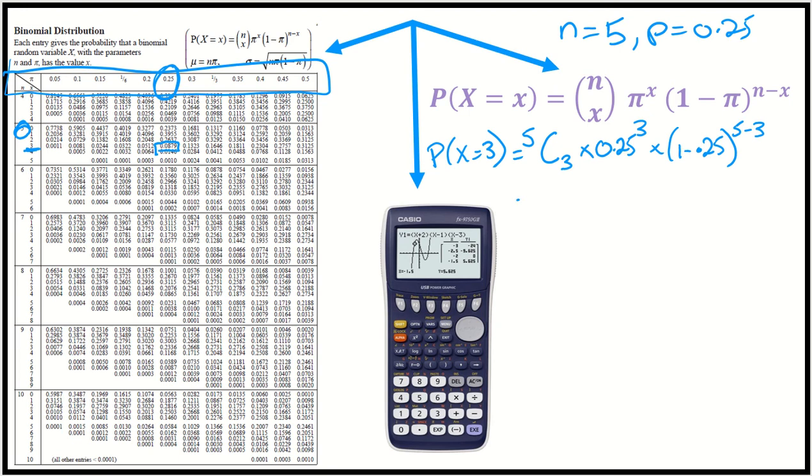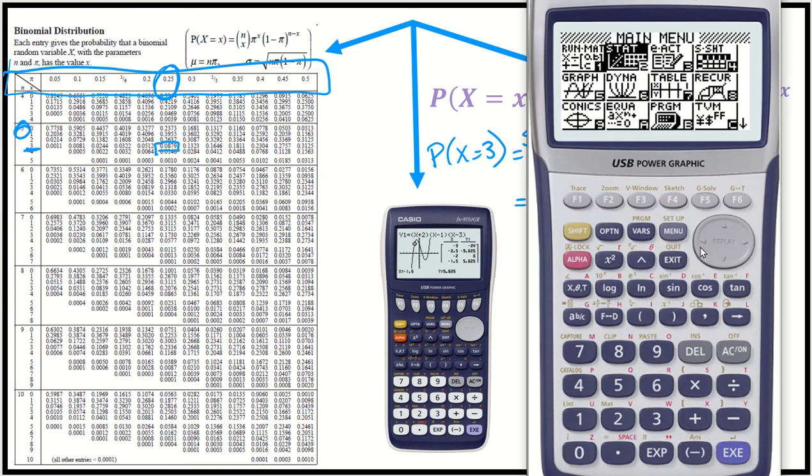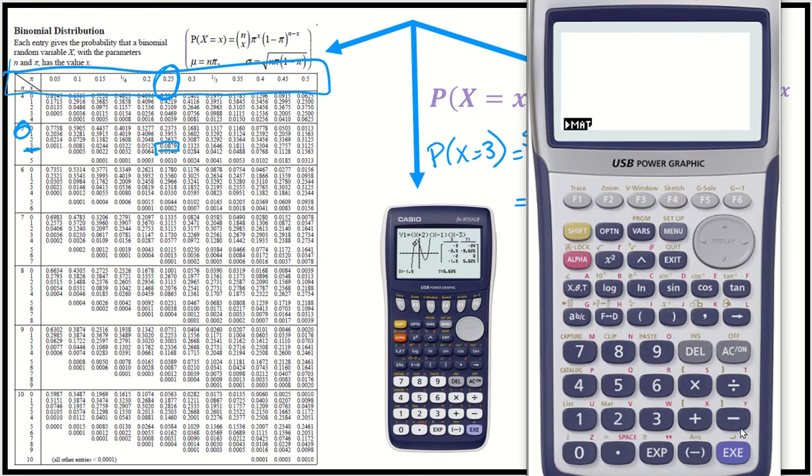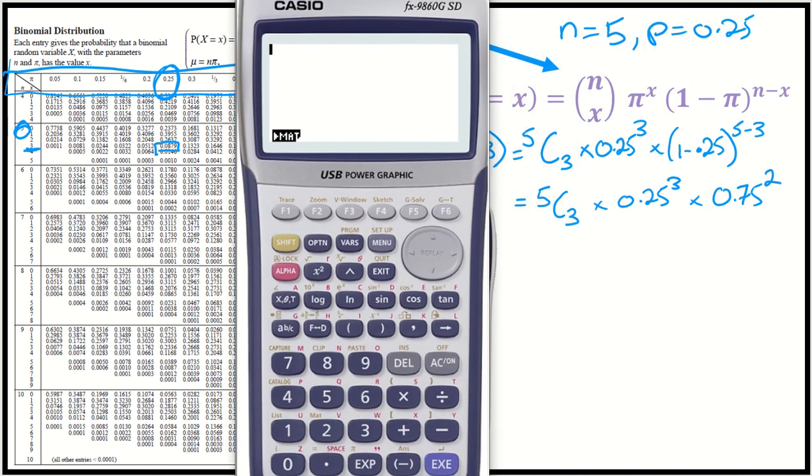So let's just simplify this a little before I put it into my calculator. I want 5 choose 3 times 0.25 to the power of 3. Now 1 take away 0.25 is 0.75, so I'm going to do times 0.75, and 5 take away 3 is 2. So this is what I now want to enter into my calculator. So let's go to our run mode.